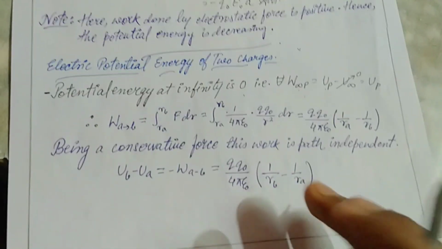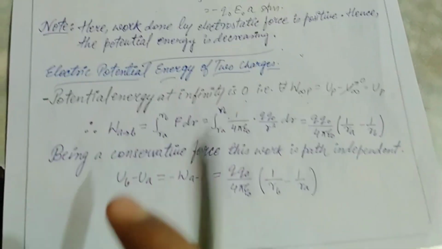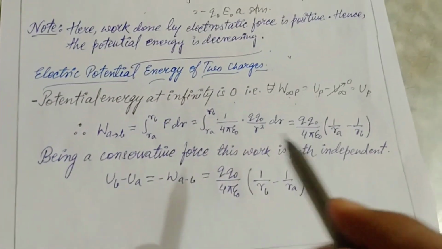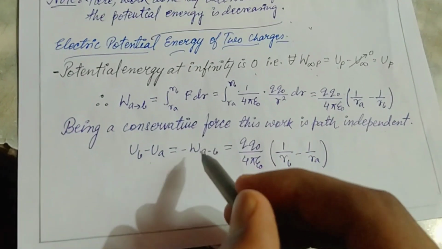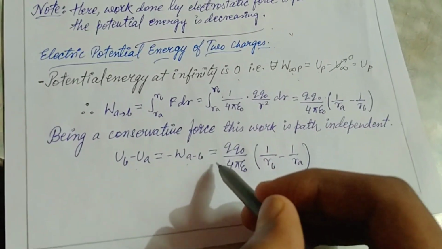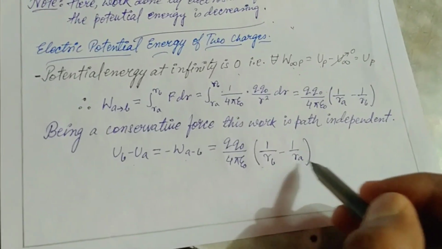In the chapter on work, power, energy, we have been seeing all these concepts, that for a conservative force the work is path independent. So the change in potential energy is equal to the negative of the work done, which is q q naught by 4 pi epsilon naught into 1 by Rb minus 1 by Ra.